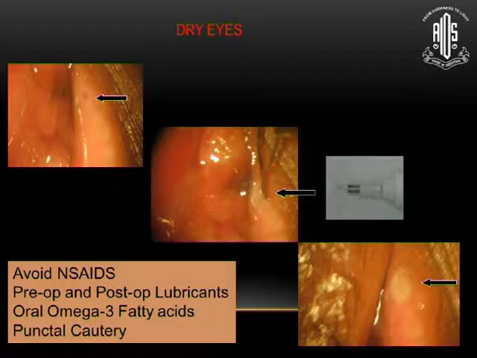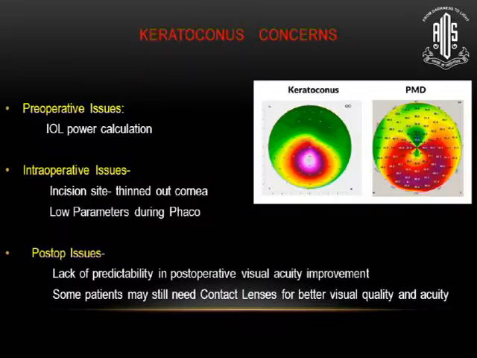If the fluorescein clearance time, that is the FCT, is good, that means tear production is there, we could also plan for a punctal cautery on the table after the cataract surgery or before you start the cataract surgery.